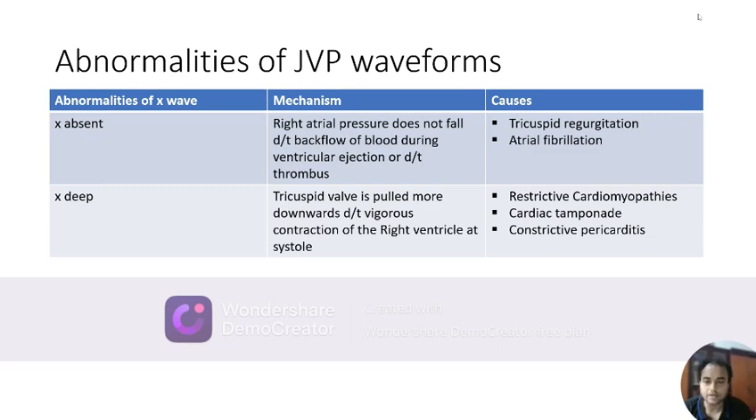Repeating once again, the X wave is produced when the tricuspid valve is pulled down into the right ventricle as the right ventricular pressure falls during the ejection phase of the right ventricle. And this pulling down of the tricuspid valve results in a pressure drop in the right atrium, which causes the production of the X wave.